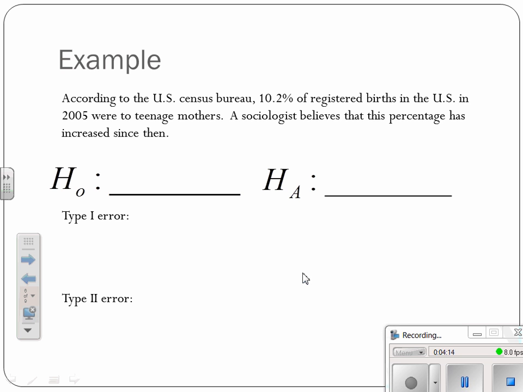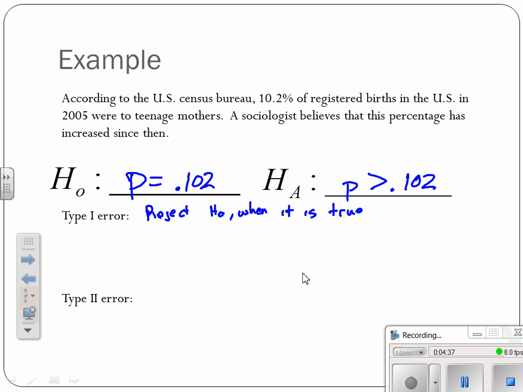So we'll take a look at this example. According to the U.S. Census Bureau, 10.2% of registered births were to teenage mothers. So we think that the true proportion is 0.102. Sociologists believe this percentage has increased. So there's our alternative. So a type 1 error, right? That means we reject H0 when it is true.